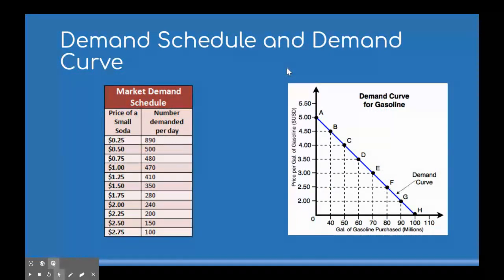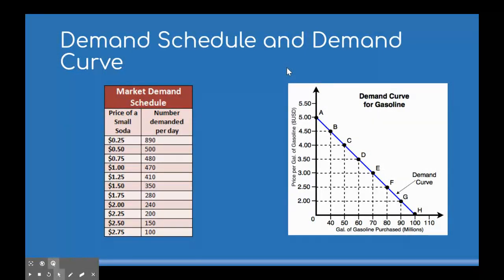On the left, we have a demand schedule, and this is showing you the price of a small soda. On the right, we have how much would be demanded based on that particular price. So if soda starts off at 25 cents, then the demand for it would be 890 sodas. But as the price of the soda goes up, you will notice at $2.75, the demand is going to go down. So that's showing you that on a demand schedule.